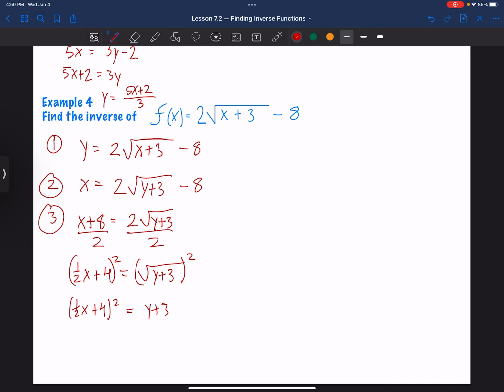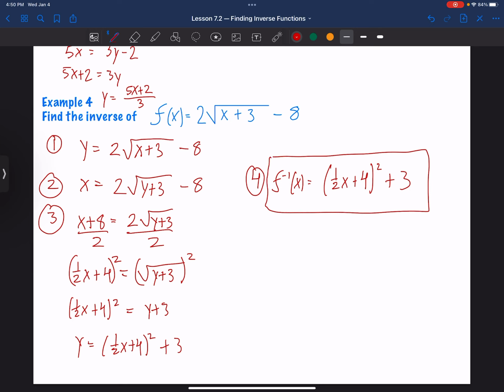That's a quadratic, right? And that's pretty much it. That's our answer. I'm going to say step 4, f inverse of x equals 1/2 x plus 4 squared plus 3. And that is the inverse function. Done. You could expand this, though. So I might put that in yellow.